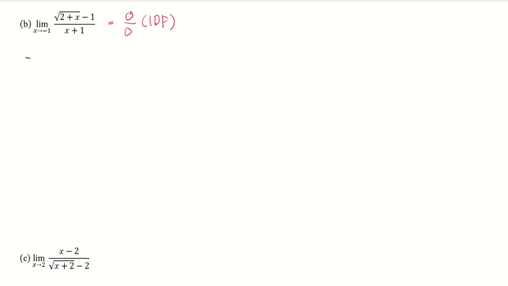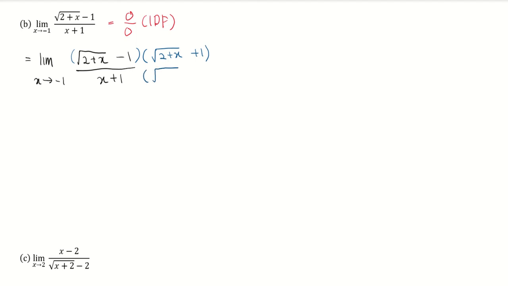For this question, limit of x approaches -1. The function that contains the square root is in the numerator, so we're going to multiply by its conjugate. The conjugate for square root of 2 plus x minus 1 is square root of 2 plus x plus 1. We also need to multiply this in the denominator: x plus 1 times square root of 2 plus x plus 1.